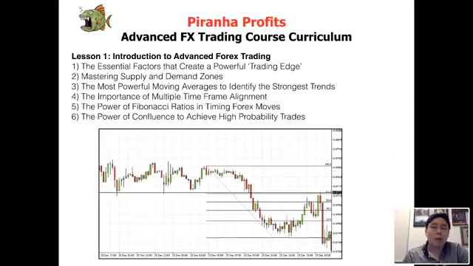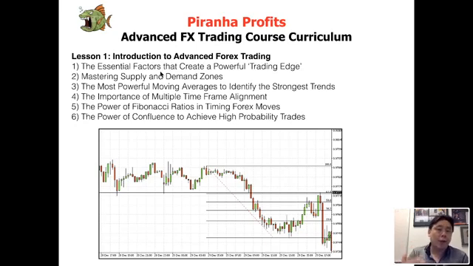So the advanced trading course kicks off with lesson 1, where you'll be learning the essential factors that create a powerful trading edge. Remember that to achieve consistent profits in trading, we can't win at every trade. You can't get a 100% win rate. But how do you win a lot more than when you lose? And how do you get a higher profit when you win and a smaller loss when you lose? That's what we call a trading edge.